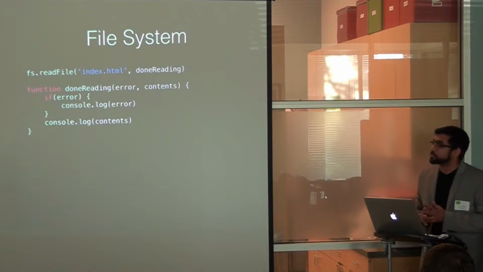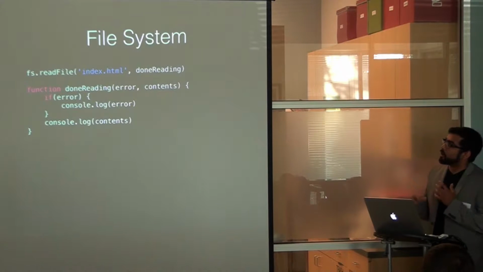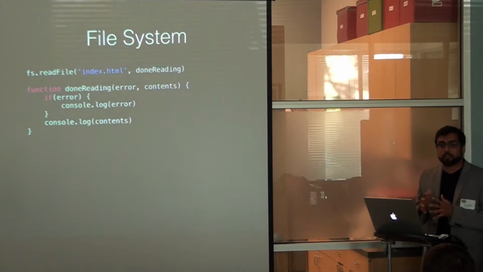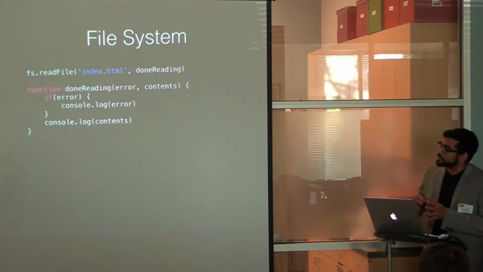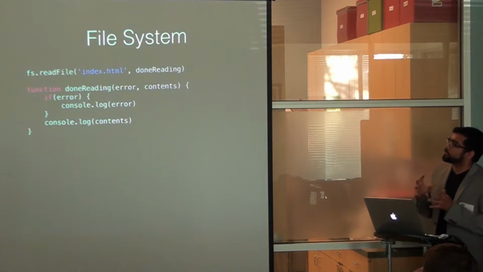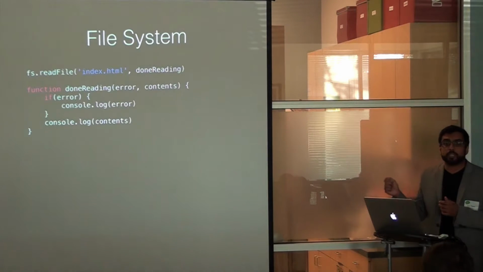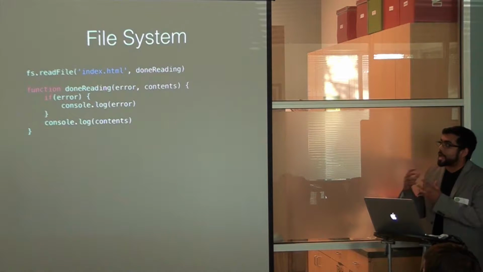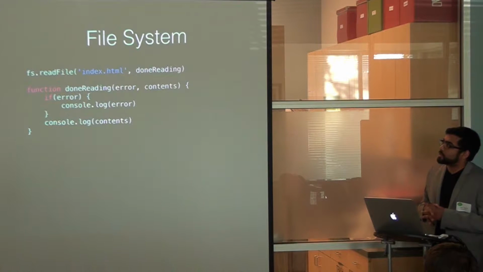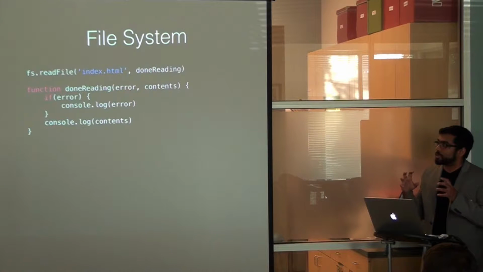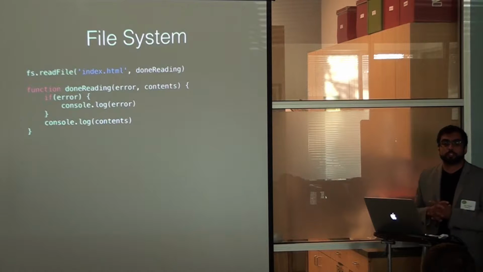This is a file system line of code, and I wanted to use this to illustrate how callbacks are used to handle synchronicity and asynchronicity in JavaScript. So in this case, fs.readFile will read the file index.html, the first parameter that's passed to it, and then run the function doneReading when it's done reading, and pass it information about the file that was just read. So in this case, the callback is being used to handle some functionality that needs to happen after a particular function is done.